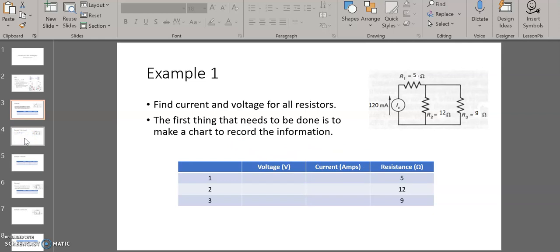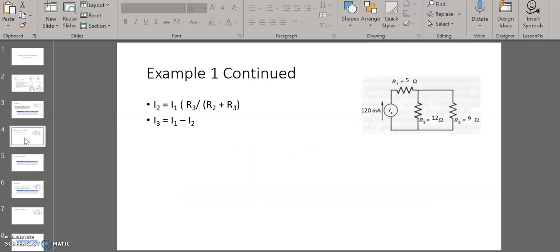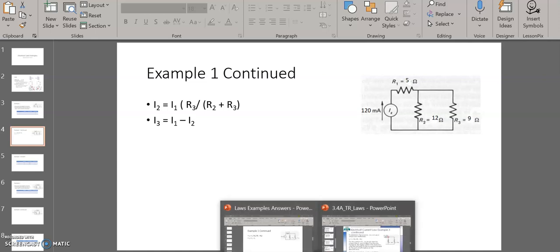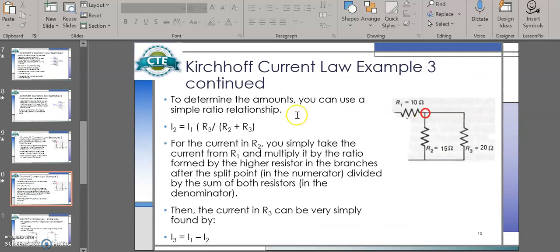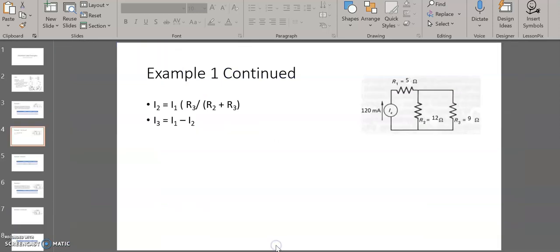Now, in order to do that, we need to keep in mind Kirchhoff's current law and Kirchhoff's voltage law. I've got a couple of equations here from one of the other PowerPoints that we looked at, this one here. We basically copied these equations over to the PowerPoint that we're going to use. If we take a look at this, we have a current supply, and all of this current is going to pass through this 5 ohm resistor.